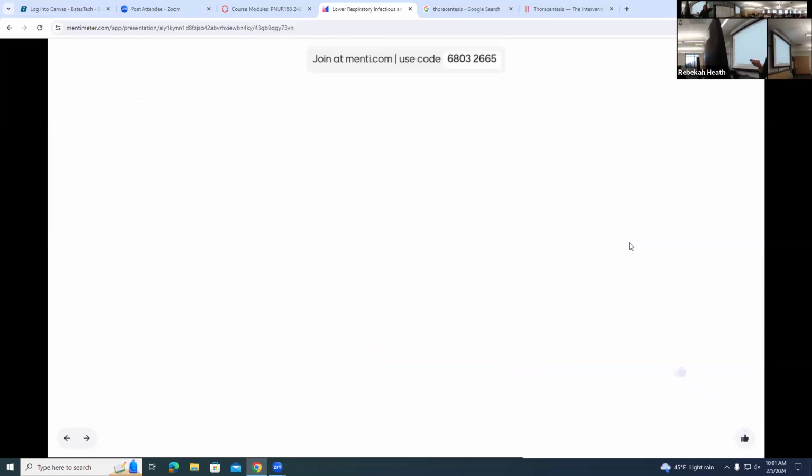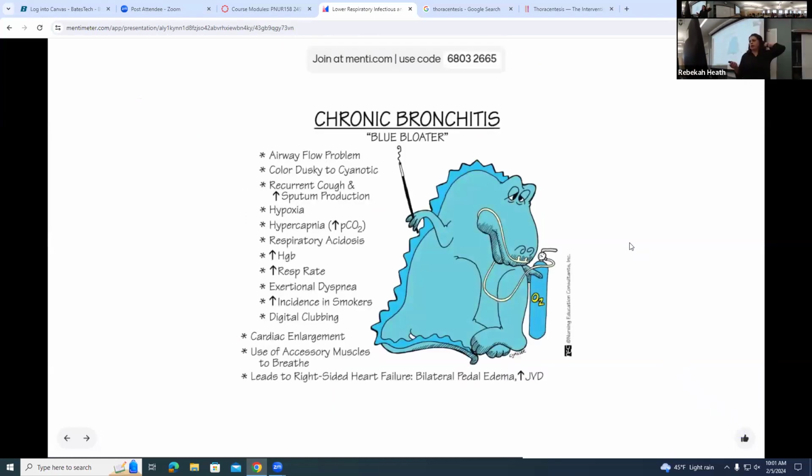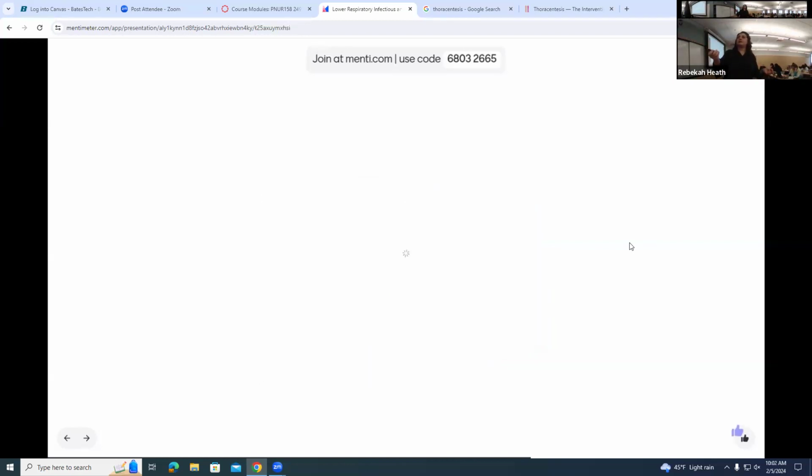Is this my picture? Oh, it is. Yeah. So with chronic bronchitis, sometimes they call them blue bloaters. They tend to be a little bit bigger. A lot of times they end up being a little bit blue because they're usually hypoxic. These people usually have a lot of sputum and cough. They're coughing up a lot because the bronchioles are getting really thick and there's a lot of sputum in there. So that's what you'll see with chronic bronchitis.